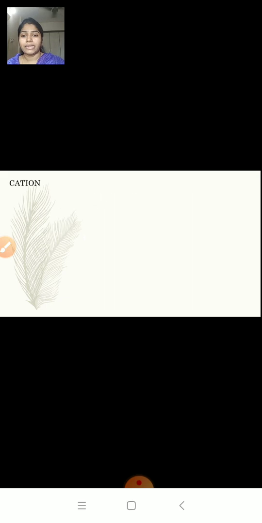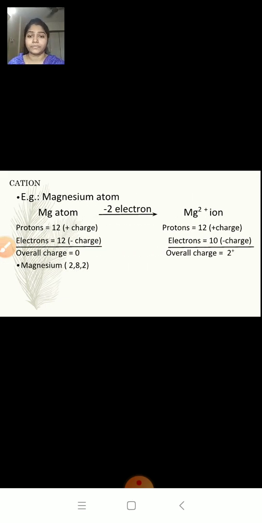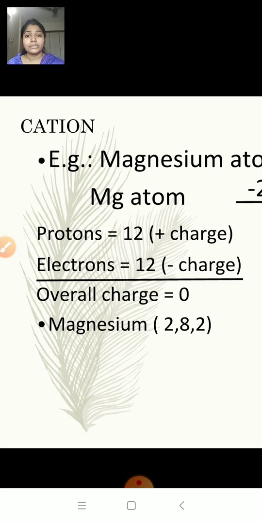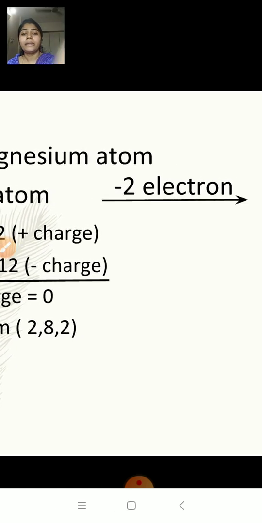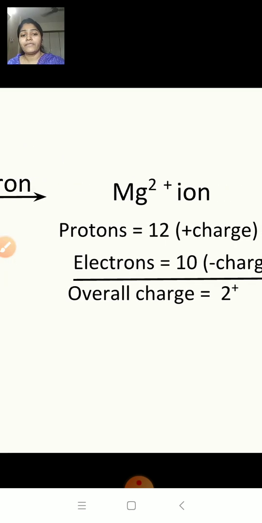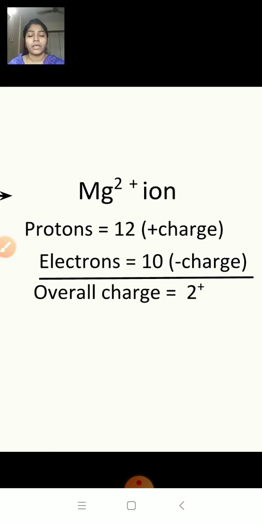I'll give you one more example of cation, that is magnesium. Now magnesium atom, you can see here, the protons are 12 and electrons are 12. So the overall charge will be 0, that is neutral. And when magnesium atom loses 2 electrons, what will happen? It will become magnesium ion. So protons will be as it is, 12. Electrons, it was 12, so when it lost 2 electrons, the total will be 10 electrons. And the overall charge is +2.